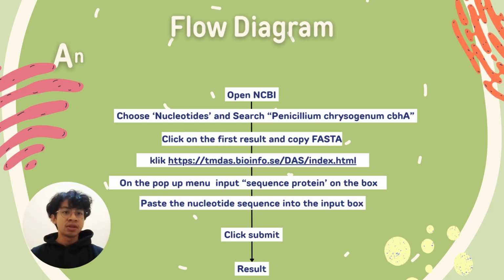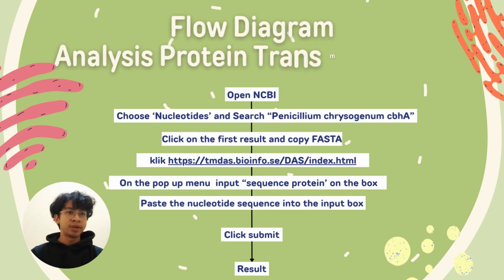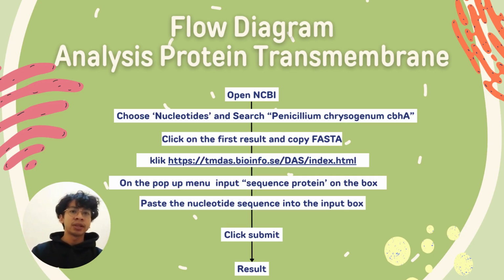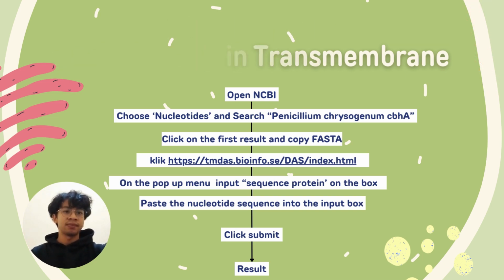Okay, this is the process of identifying a transmembrane protein. First, you need to find the DNA or protein sequence from FASTA on RCSB or NCBI, and then input the DNA or protein sequence into the DAS transmembrane prediction server website. Click submit, and the website will start the calculation.